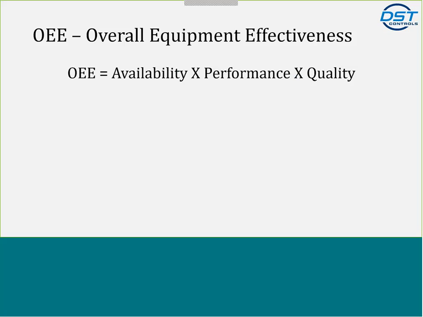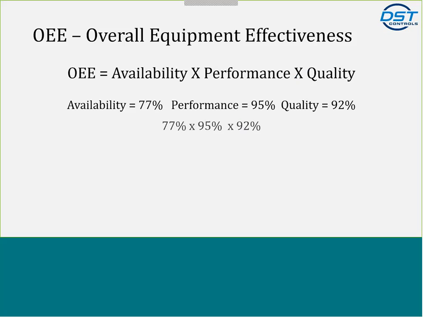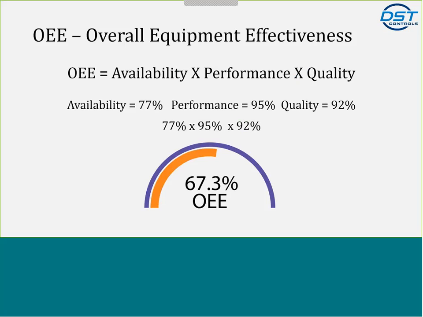OEE is broken into three metrics: availability, performance, and quality. These three metrics are just multiplied together to give you the high-level OEE number, and all of these are expressed in percentages. And I'll get into how they're calculated and what goes into each one of these. But a good example here is maybe a plant that thinks, hey, we're doing pretty good. We're 77% available, performance 95, quality 92. Our overall OEE number is going to be those three multiplied together, which would give us 67.3.